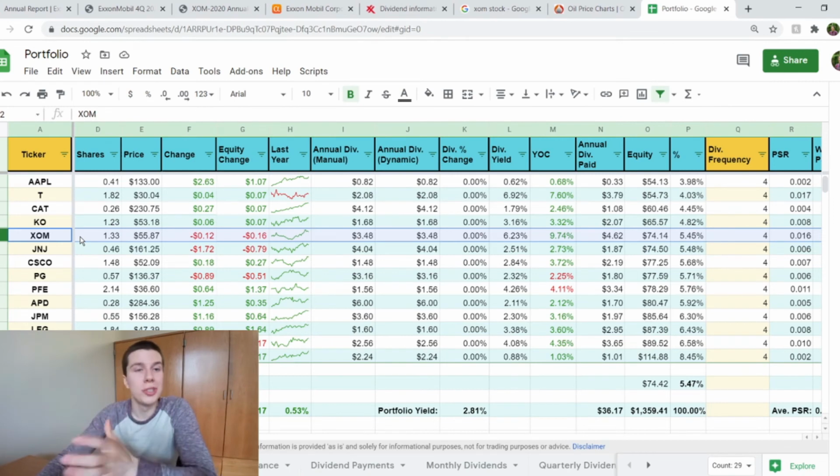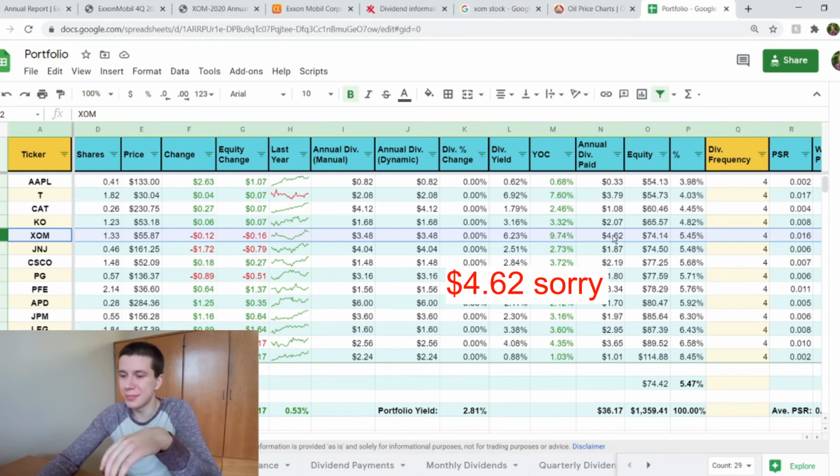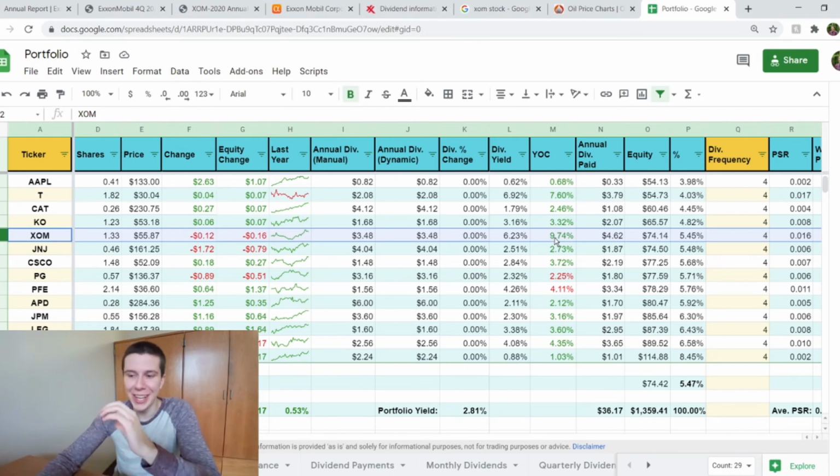So just looking at my position in my portfolio, you can see I have about 1.3 shares with a total market value of around $74, and this is about 5.5% of my portfolio. And they pay an annual dividend to me of about 4.62%. And the crazy thing is you can see this yield on cost for me is around 9.74%, which is really ridiculous, almost 10%. So my average cost is pretty good with them. So that's one of the reasons I said I wasn't going to buy any more.